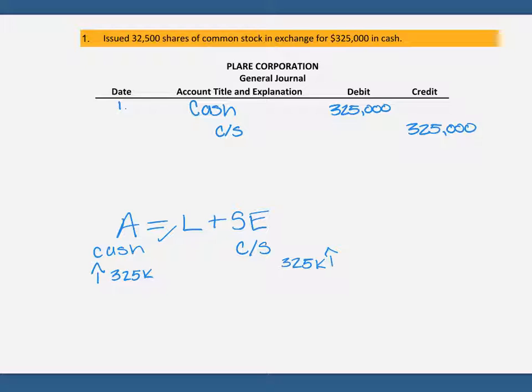So we see where it says under account title, it also says explanation. So this could be a potential journal entry where you might need to provide an explanation in terms of how much each share cost. To figure that out, you would simply take the $325,000 divided by 32,500 shares. That gives you $10 per share. So you would simply put in parentheses 32,500 shares at $10 a share.